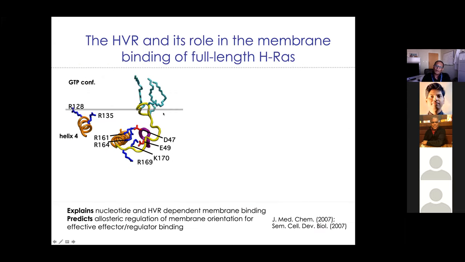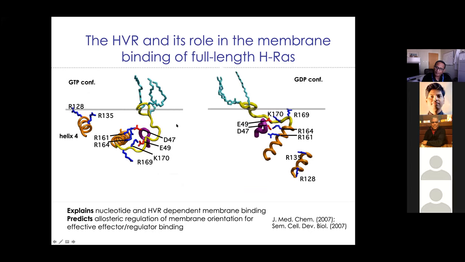So now I'm including the HVR, that is this yellow region, together with the lipid-modified moiety. And this is just a very simplified representation of results from simulations a number of years ago. And this is, at the time, really surprising for us. I was simulating the full-length HRAS protein in a DMPC bilayer.